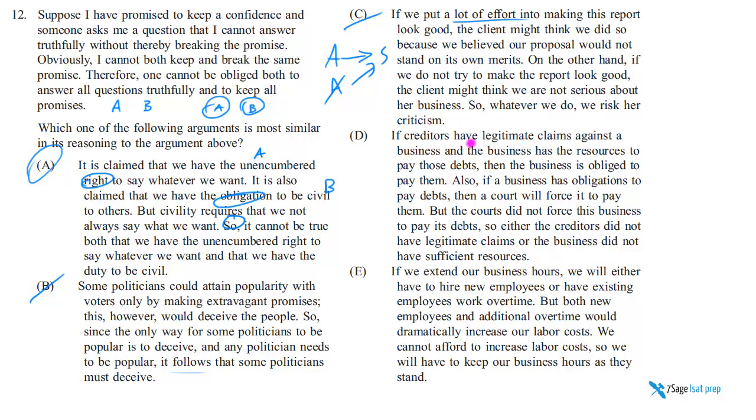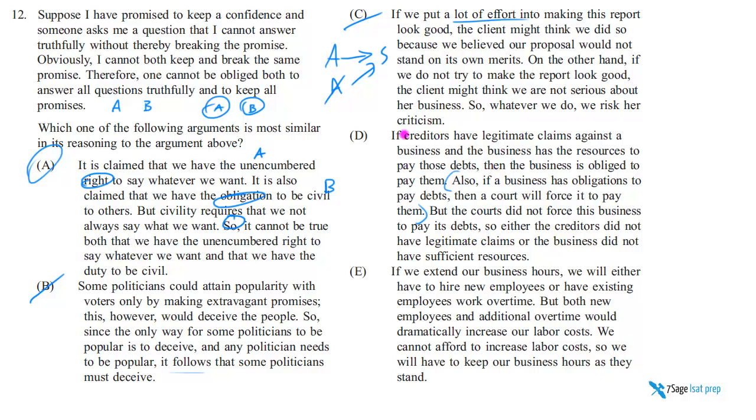D says, if creditors have legitimate claims against a business and the business has the resources to pay those debts, then this business is obliged. Okay? So the claim is legitimate. You do actually owe this bank money, let's say, and this business does have the money to pay it, then the business should pay it. So also, if a business has an obligation to pay it, then a court will force it to pay it. All right. So if this is met, then the courts will also be on the creditor's side, say the bank's side, not your side. But courts do not force this business to pay its debt. Well, then yeah. Look at this statement right here. If a business has an obligation to pay debt, then the court will force it to pay the debt. But the court did not force this business to pay debt, then it must mean that this business doesn't have an obligation to pay debt.